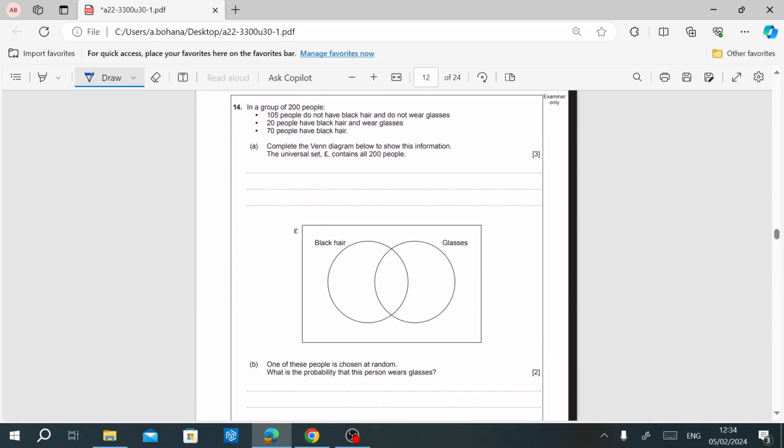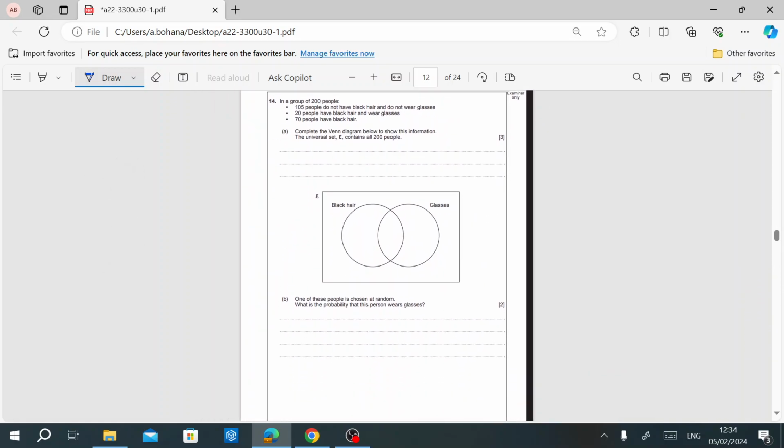So question 14, the Venn diagram. So in a group of 200 people, 105 people do not have black hair and do not wear glasses. Well, that means to say they don't do anything in the Venn diagram, so they just all go outside there. So what does that leave us with? Well, 200 take away.